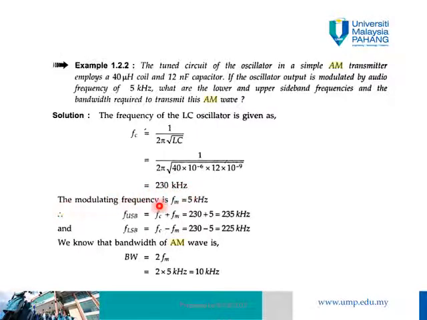So this is FC. The modulating frequency FM is 5 kHz. So USB, the upper sideband, is FC plus FM, 235. LSB, the lower sideband, is FC minus FM, so 230 minus 5, 225. So the bandwidth is double the modulating signal, which is 10 kHz.